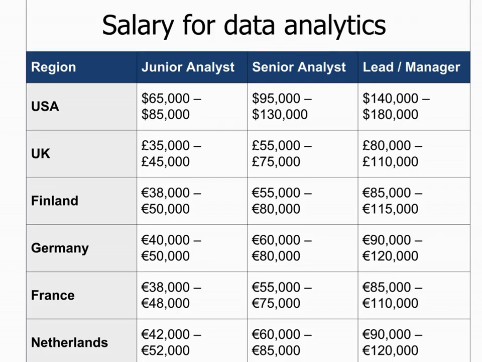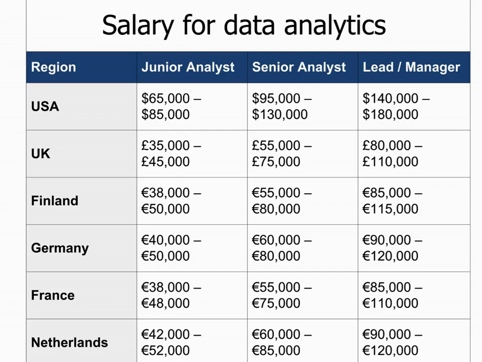Now that we have seen the strong demand for data analytics professionals, let's look at another important question. What can you expect to earn in this field? This table shows typical salary ranges for data analytics professionals across different countries and career levels. While salaries vary by company, industry, location, and experience, the overall trend is clear. Data analytics is a well-compensated profession with strong growth potential.